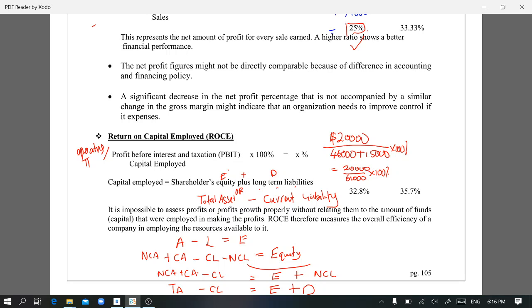Okay, capital employed. So this one is to measure the management. Okay, you use 61,000 as capital and you make 32% return as your profit. Okay, and this is profit before interest and tax.